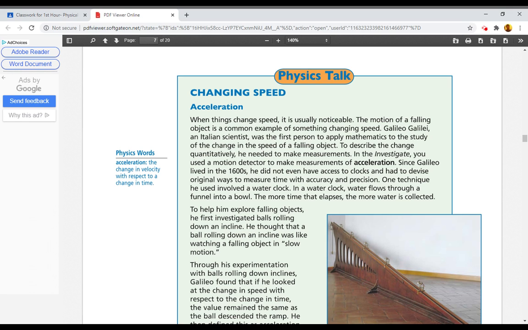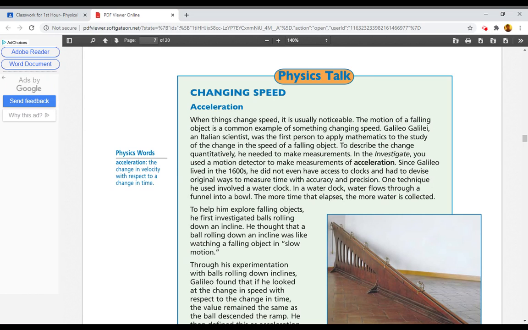Chapter 1, Section 4, Physics Talk: Changing Speed, Acceleration. When things change speed, it is usually noticeable. The motion of a falling object is a common example of something changing speed.